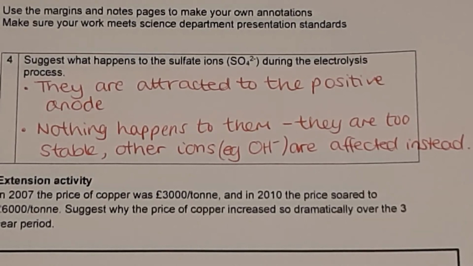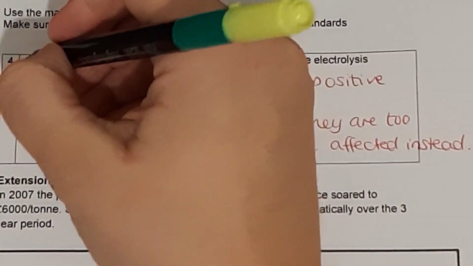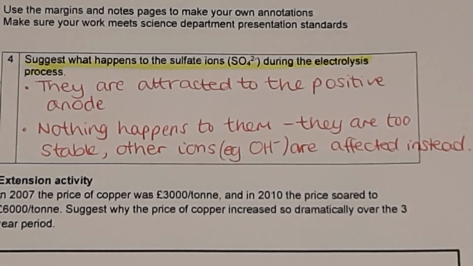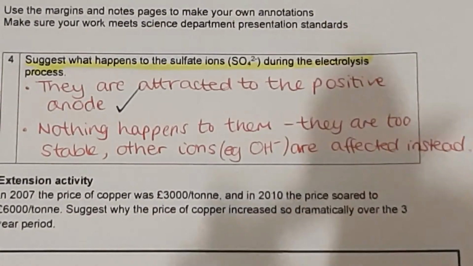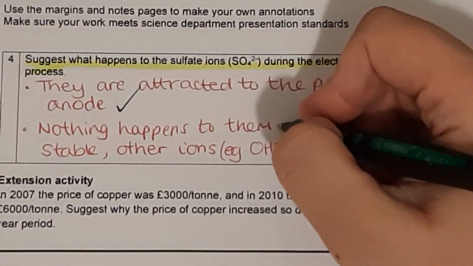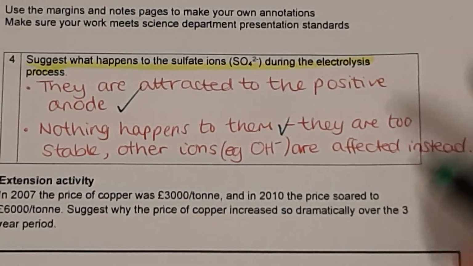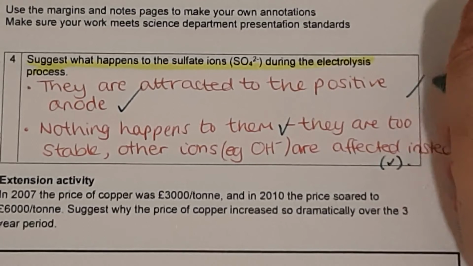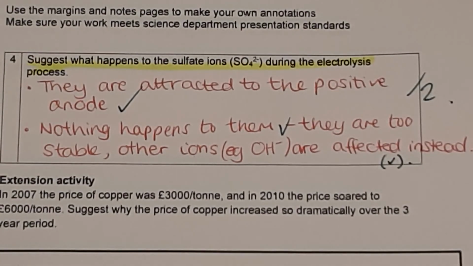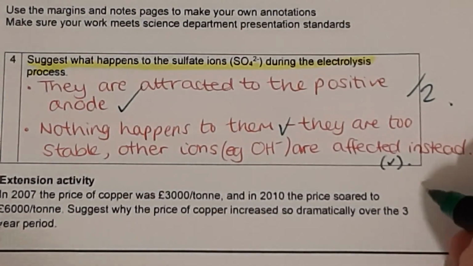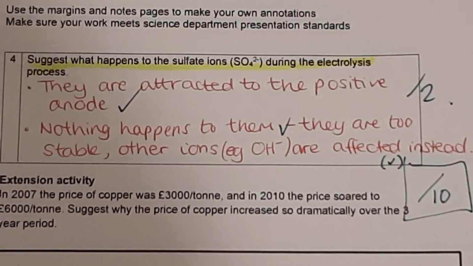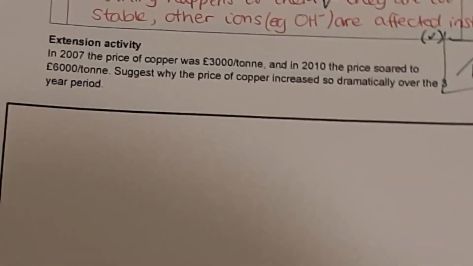So question 4, suggest what happens to the sulfate ions, SO4 2-, during the electrolysis process. Well, they are attracted to the positive anode because they're negatively charged. You have a mark for that. But actually, the reality is that nothing happens to them. If you said nothing happens to them, that's because they're too stable, or you might say that other ions are affected instead. So give me a mark out of 2 for this one, please. Okay, so this whole thing is out of 10, so give yourself a mark out of 10 for the whole thing so far.